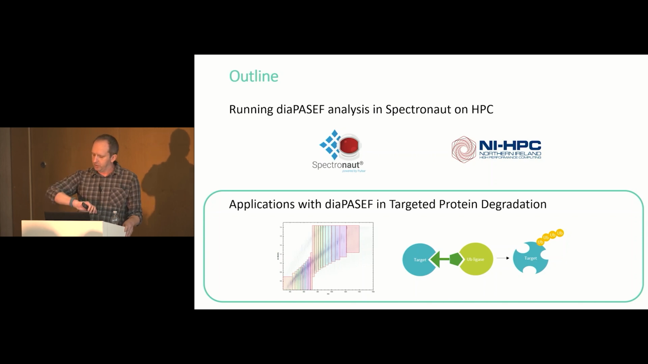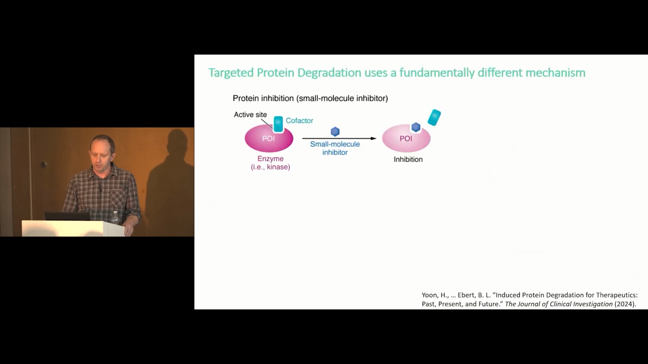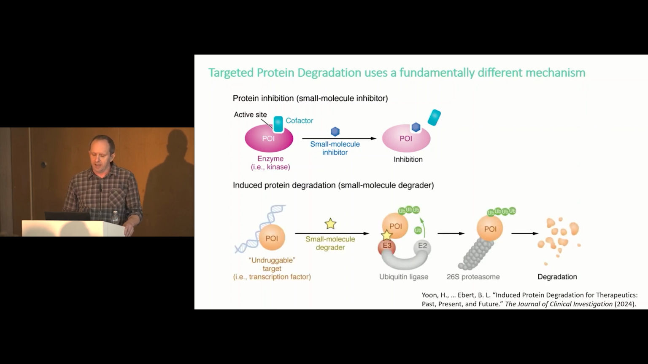Okay, so let me now switch gears to DIA PASEF and targeted protein degradation. I suspect many of you are familiar with the idea of targeted protein degradation, but maybe there are some people who are not. So just to give a very brief introduction, the classical way of drugging a protein with a small molecule is to say, here's my protein, there's a pocket here, if it's a kinase, it's an ATP binding pocket, and what we're going to do is find some small molecule that fits nicely into this pocket, and now this kinase is inhibited.